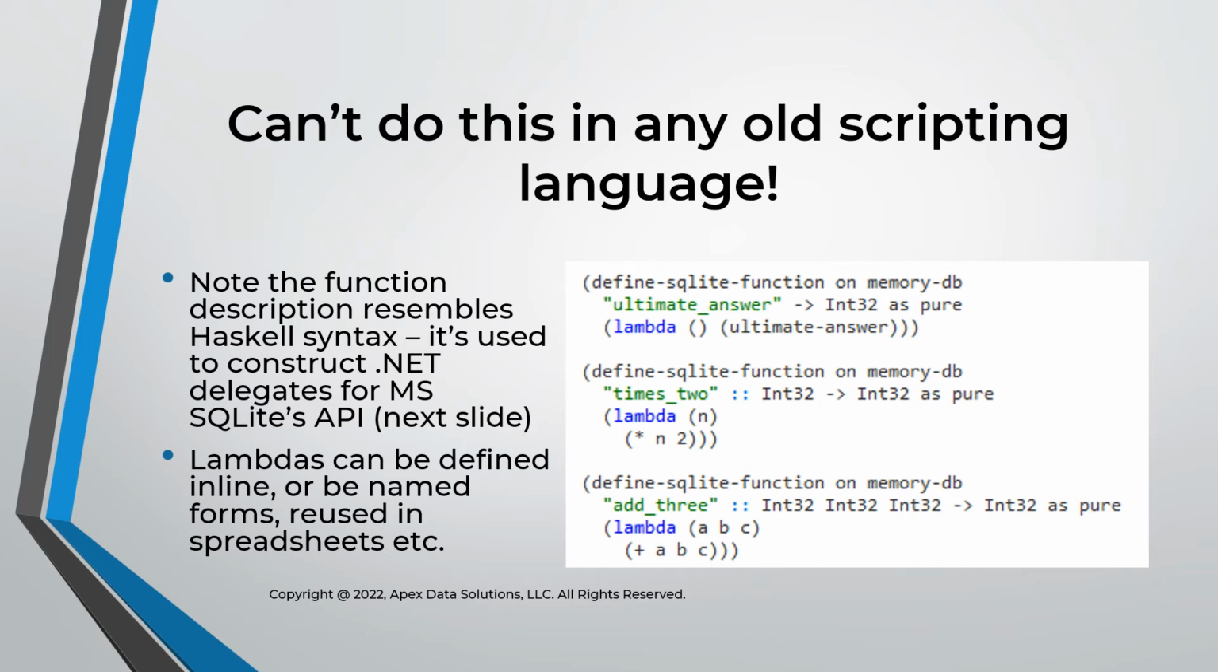If you look carefully, you'll see that the ultimate answer function takes 0 parameters and returns an integer, int32. The times2 function takes 1 int32 parameter and returns an int32. The add3 function takes 3 int32 parameters and returns an int32. All 3 of them are marked pure, which tells the SQLite engine that the functions are referentially transparent, which in turn allows it to perform some optimizations, making them execute faster. All 3 of these are being created on the previously defined MemoryDB connection to SQLite that it was in the script earlier.